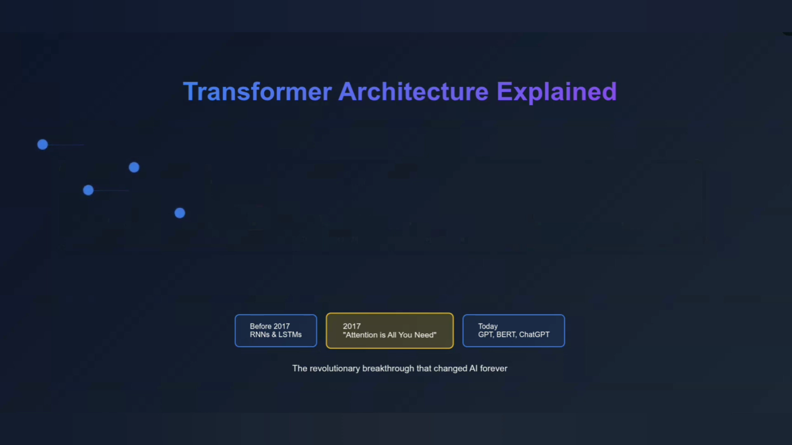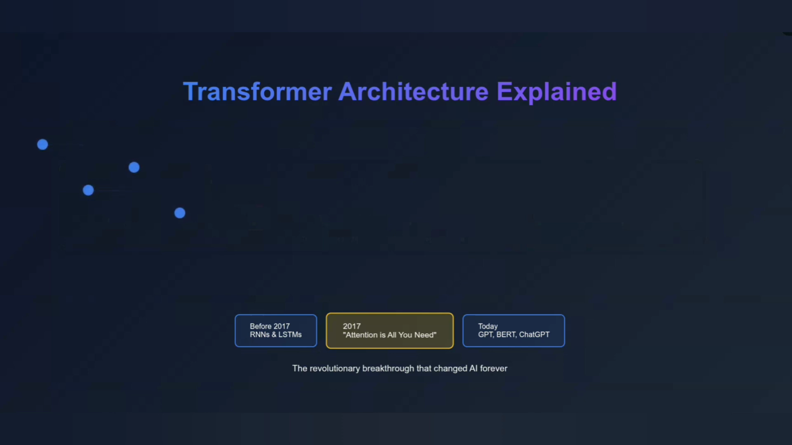Today, we're diving deep into the transformer architecture, the backbone of modern AI that made large language models possible. We'll break down its components step by step, understand why it was so groundbreaking, and see how it actually processes information. By the end of this video, you'll understand exactly how transformers work, why they're so powerful, and how they've become the foundation for the AI revolution we're witnessing today.